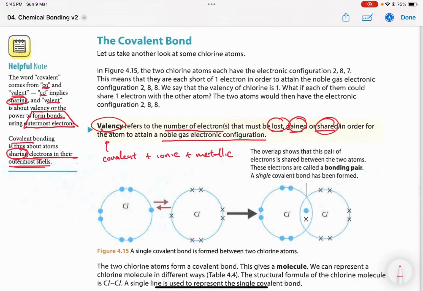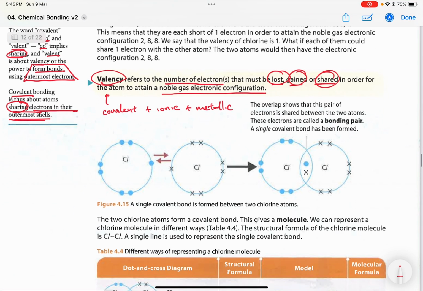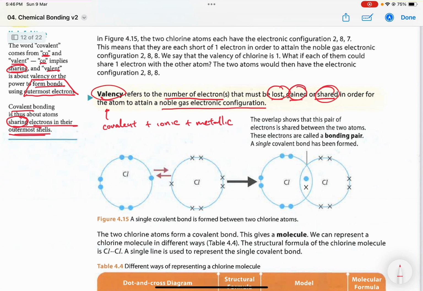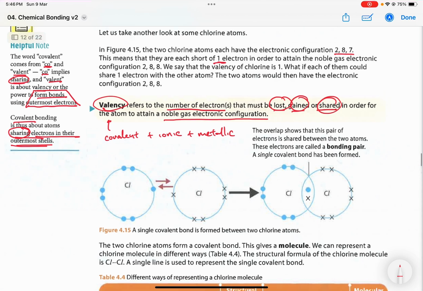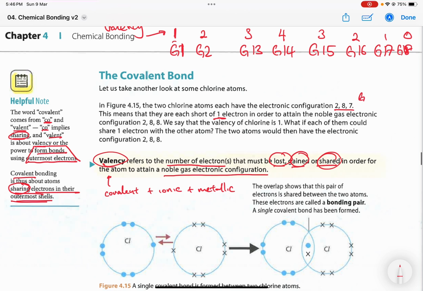Now let's talk about the covalent bonding itself. Let's use the chlorine example. Each chlorine has an electronic configuration of 2,8,7. It means that they are both short of 1 electron. The other way to look at it is that chlorine is from group 17, so the valency is 1. In order to attain the noble gas electronic configuration, they will need to share 1 electron, or we can also think in terms of forming 1 bond. I will go through the forming-1-bond concept a bit more later on.